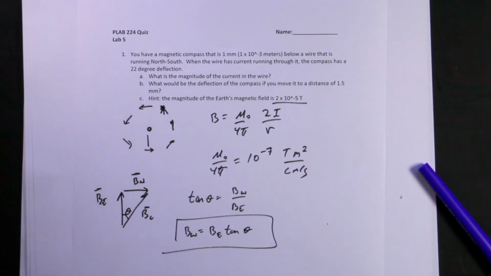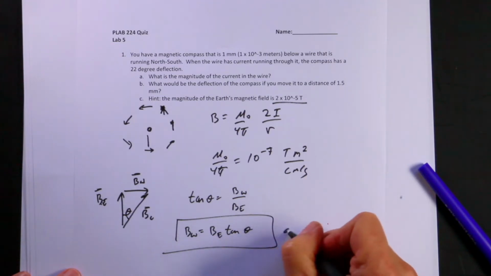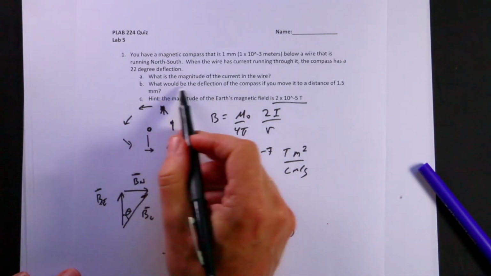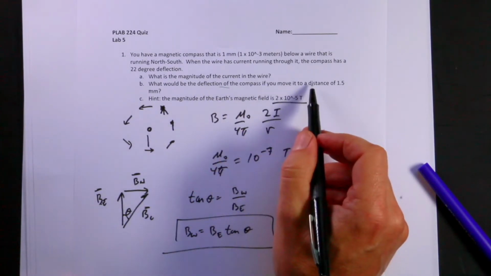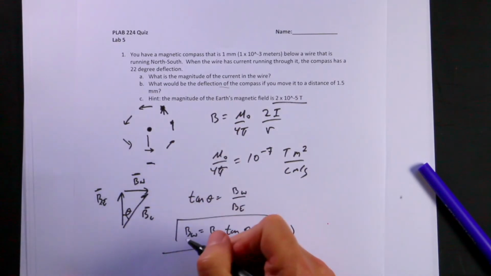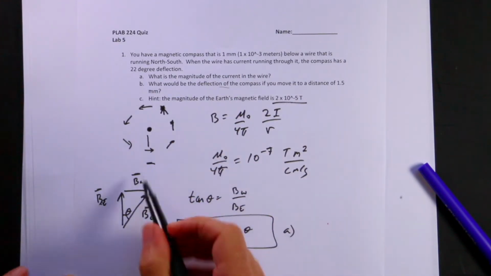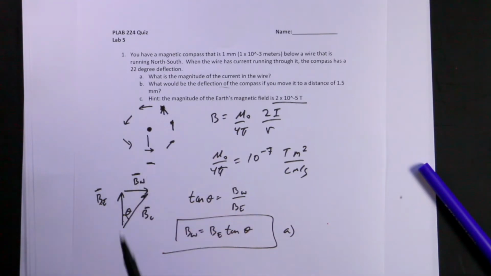And I'm going to put that in my calculator. I'm going to use Python because I'm a Python guy. So let's hold off on that. That's my answer to part A, though. Part B, what would be the deflection of the compass if I move it to 1.5 millimeters? So if I go right here and I'm down here, how much will the compass deflect? Well, the first thing is to now work backwards. I need to find the magnitude of the magnetic field due to the wire and then use this to find the deflection.